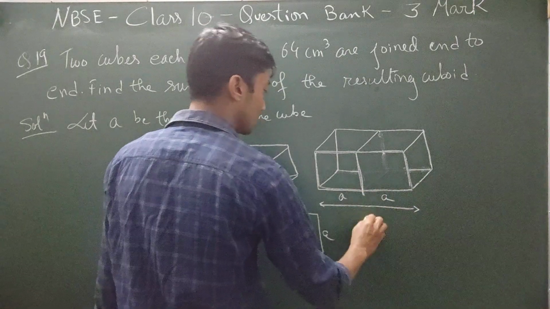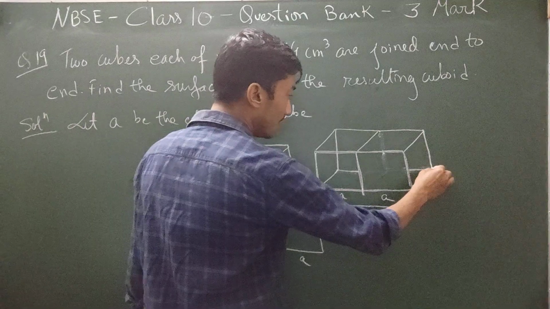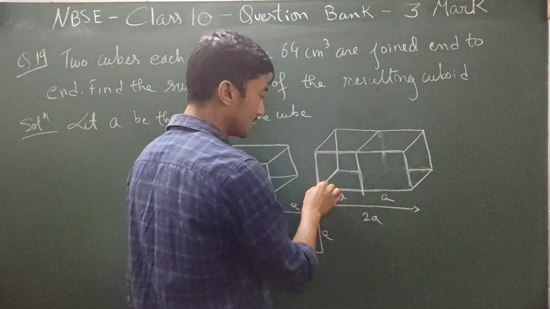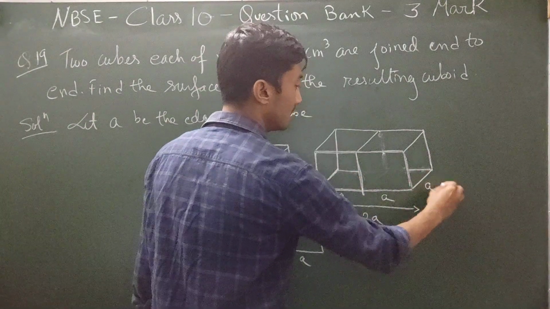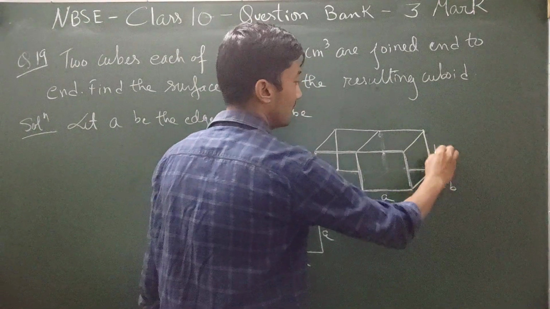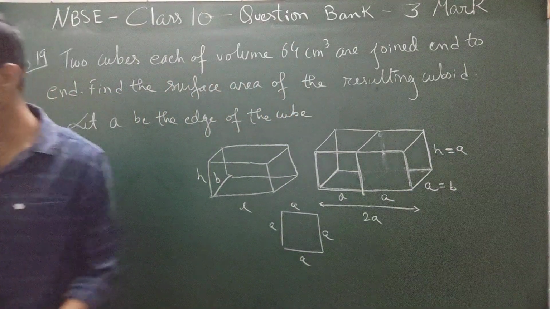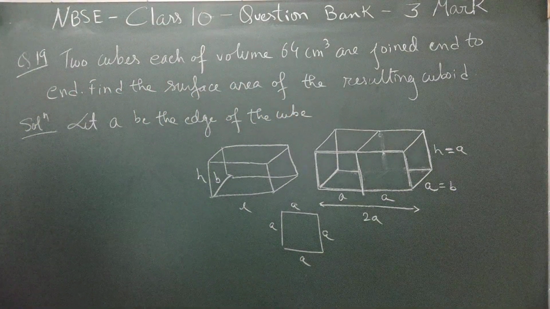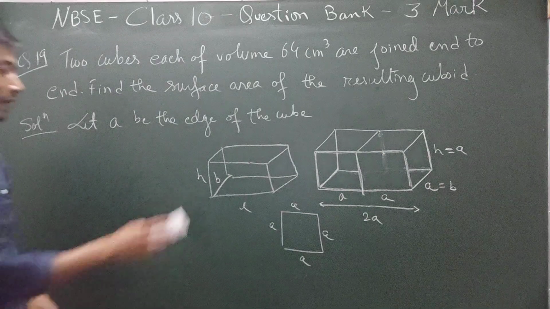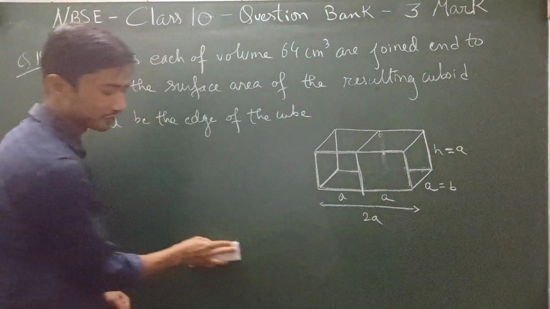So now the length of the resulting cuboid will be A and A, so that's going to be 2A, isn't it? Breadth remains the same as for the cube, so breadth remains A. And what about the height? Height also remains A. So when we join 2 cubes end to end, only the length changes, while the breadth and height remain the same.